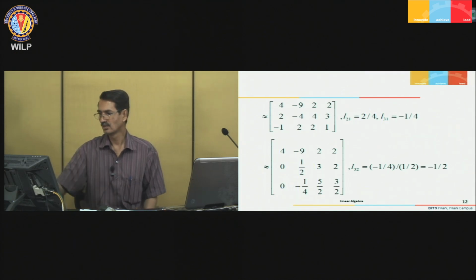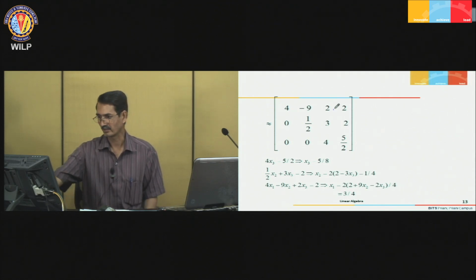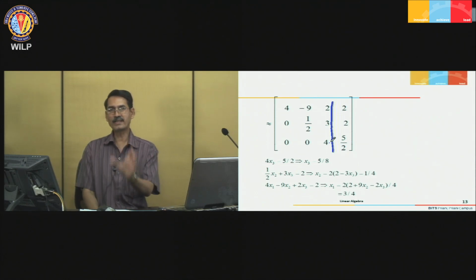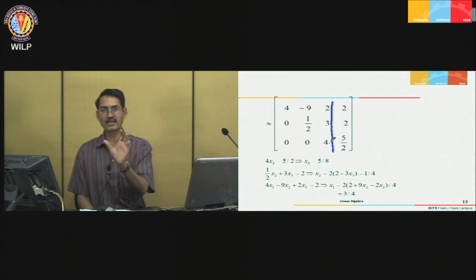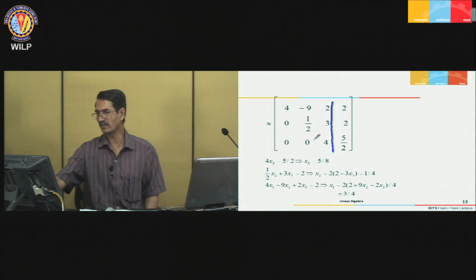Very simple. So, with the help of this process, this matrix A has been converted into an upper triangular matrix. The moment the matrix A is converted into an upper triangular matrix, then use backward substitution. What is the meaning of backward substitution? Look at here, see the last row. 0 into x1 plus 0 into x2 plus 4 into x3 is equal to 5 by 2. So, 4 into x3 is equal to 5 by 2, therefore x3 is equal to 5 by 8, known to us.